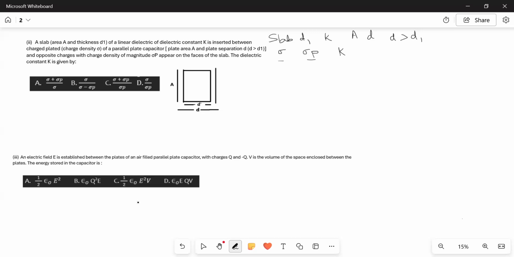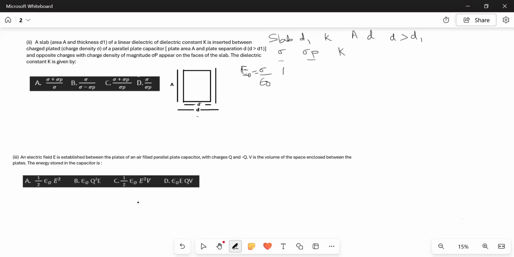So now here we can see in the diagram that the area of cross section of the plate is A, and D is the distance between the plates. D dash is the thickness of the dielectric slab. So the electric field E naught, if we represent the electric field between the plates before the insertion of the dielectric slab, then E naught is sigma by epsilon naught.